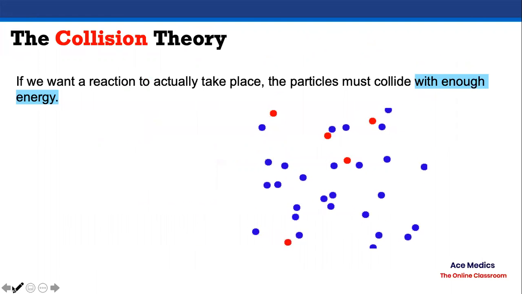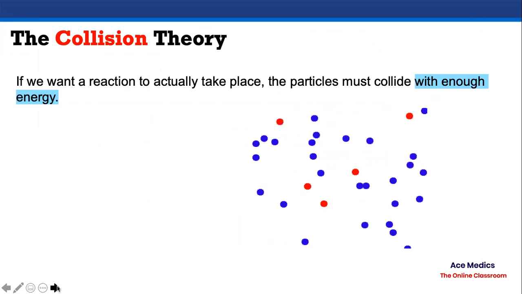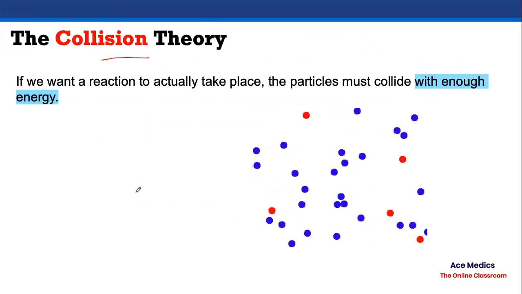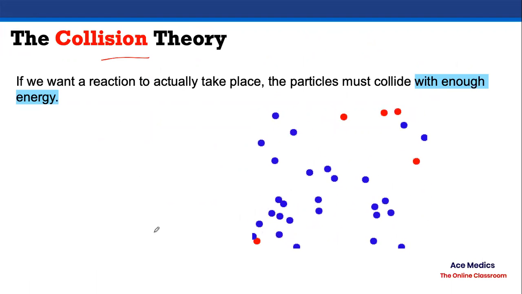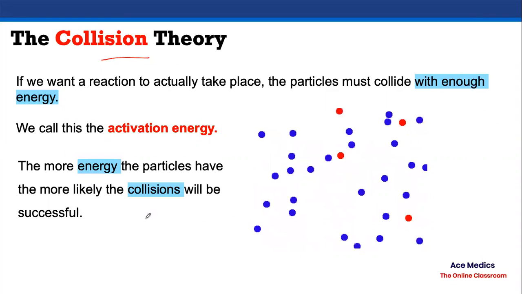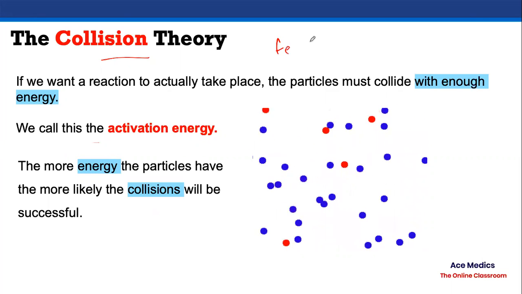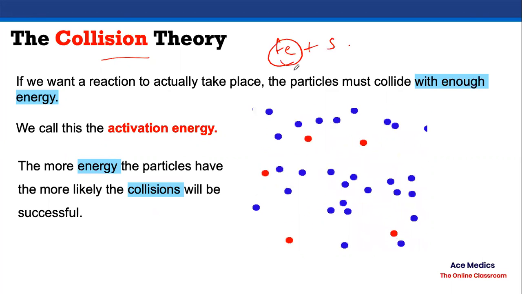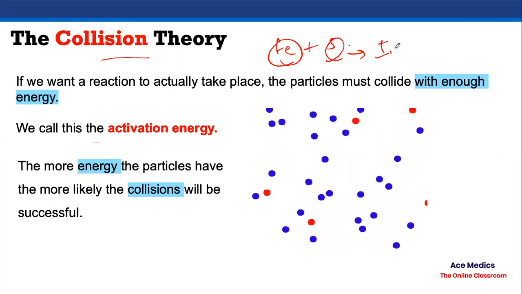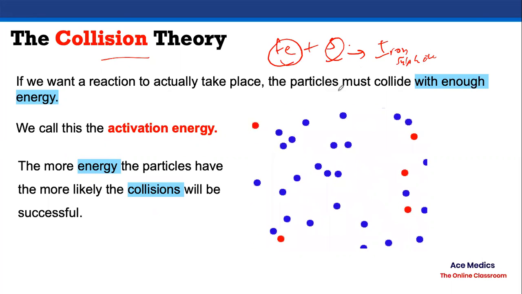But yeah, so that's exothermic and endothermic reactions. There is another concept that we have to get our head around when we're talking about chemical reactions, and that is the concept of the collision theory, okay? So if we want any reaction to take place, we need the particles. So if we go back to the example of iron and sulfur, if we want any of this to react together to form iron sulfide, okay, we need the particles to collide.